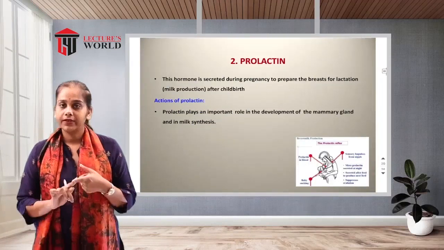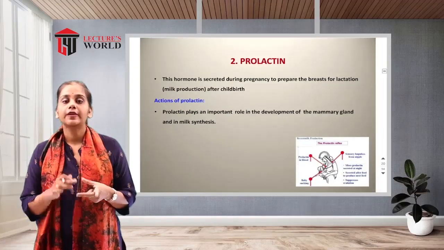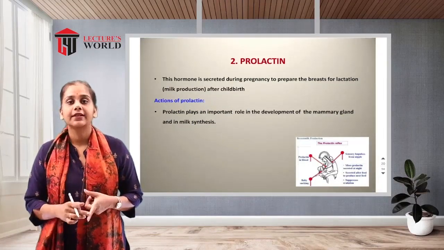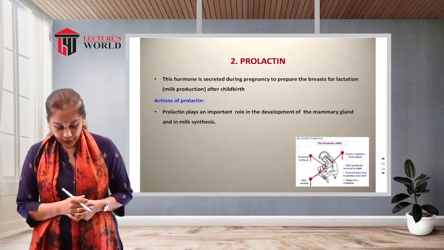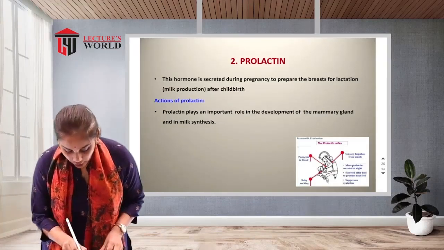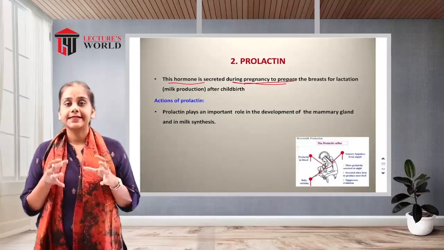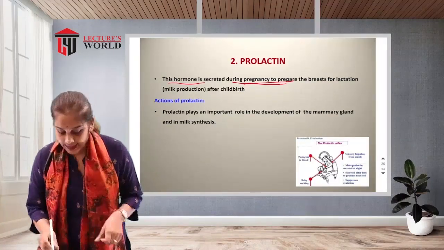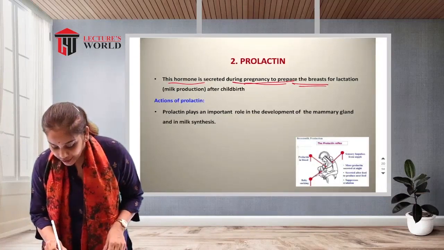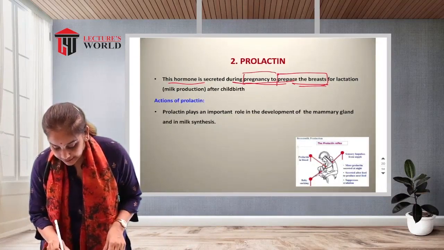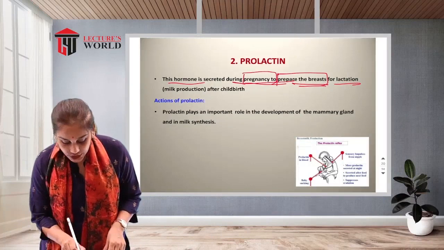Now we have completed the growth hormone. Now the second hormone of the anterior pituitary gland is known as prolactin. So what is prolactin? This hormone is secreted during pregnancy to prepare the breast during pregnancy for lactation.